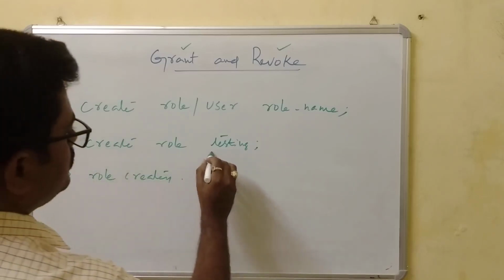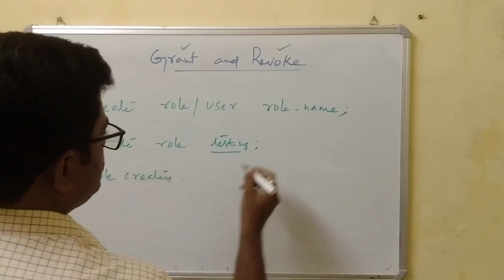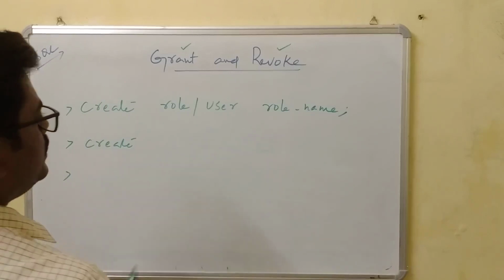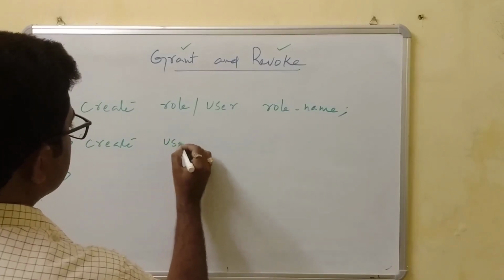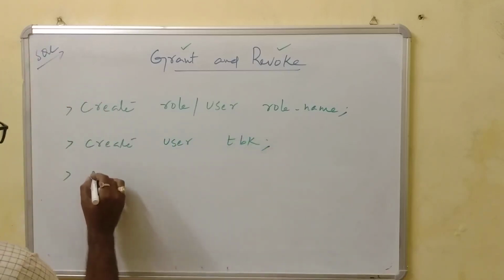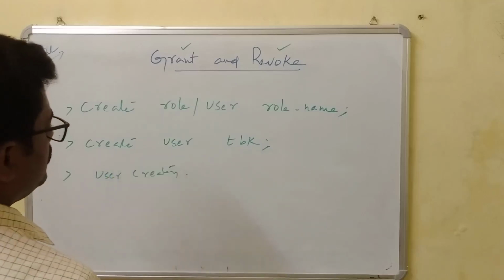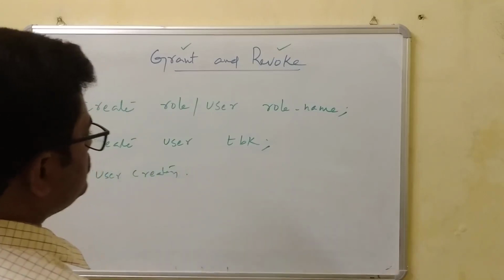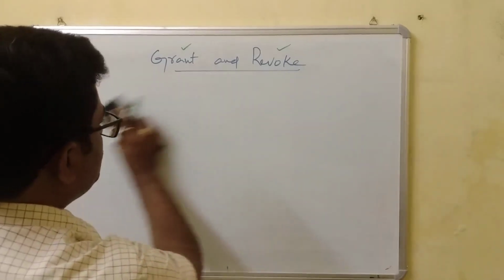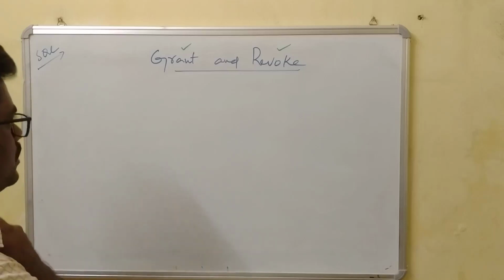Now we want to give the access to this test role, right? We can give the permission to it, or else we can create a user. Create user, the username is TBK. Now the user is created. For this you need to give the password also. Once the password is given, the user is created, right?